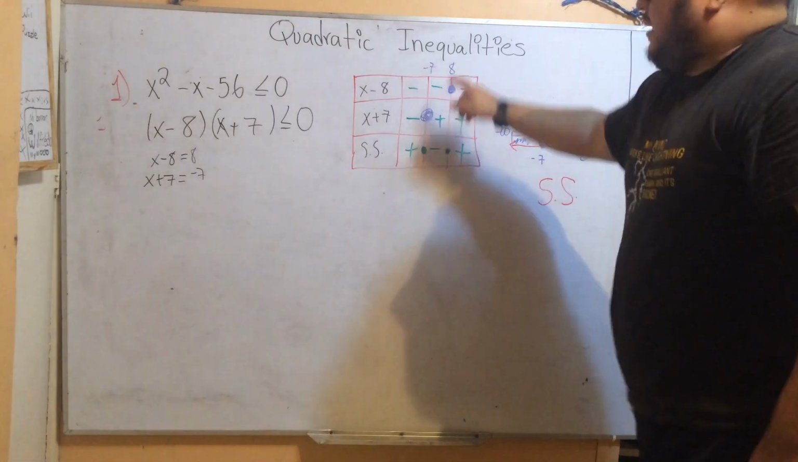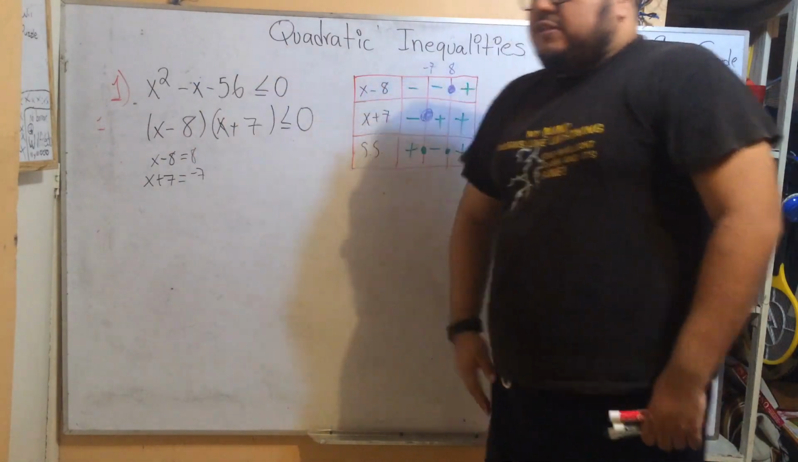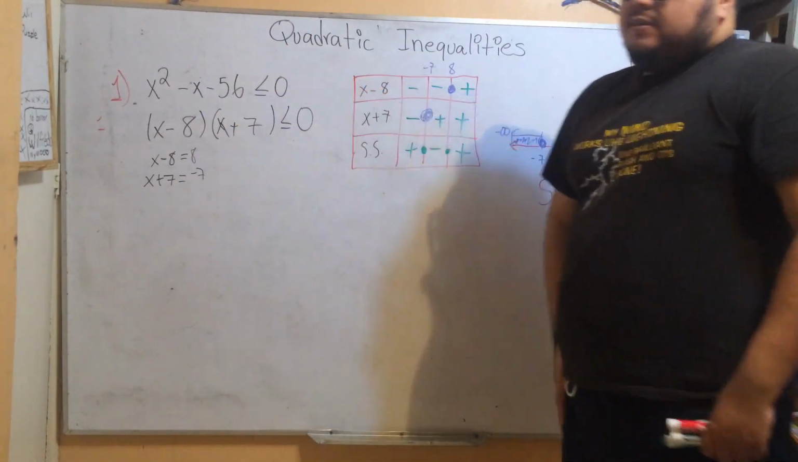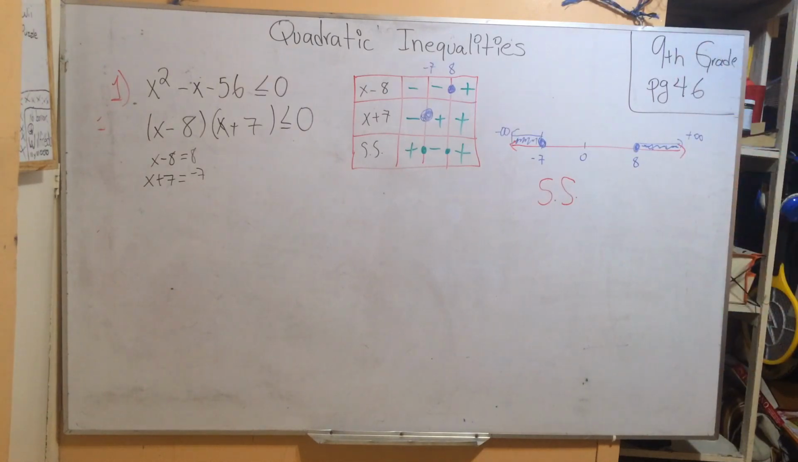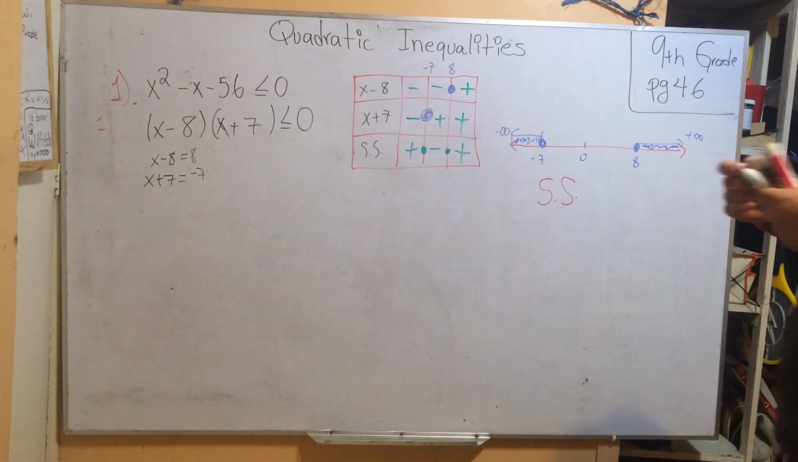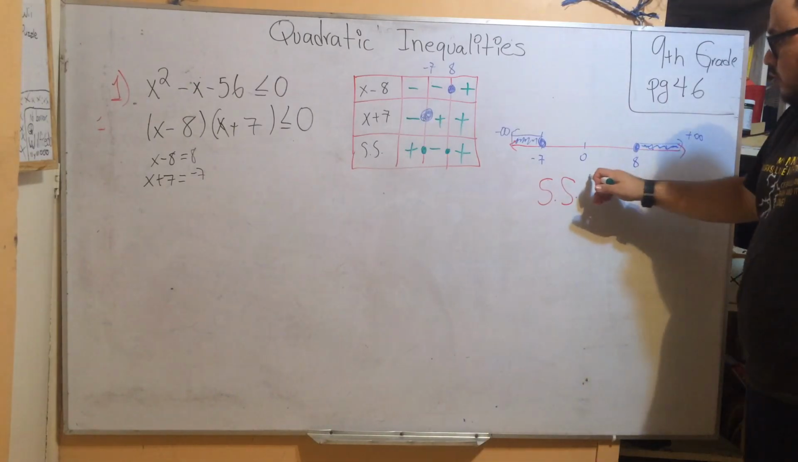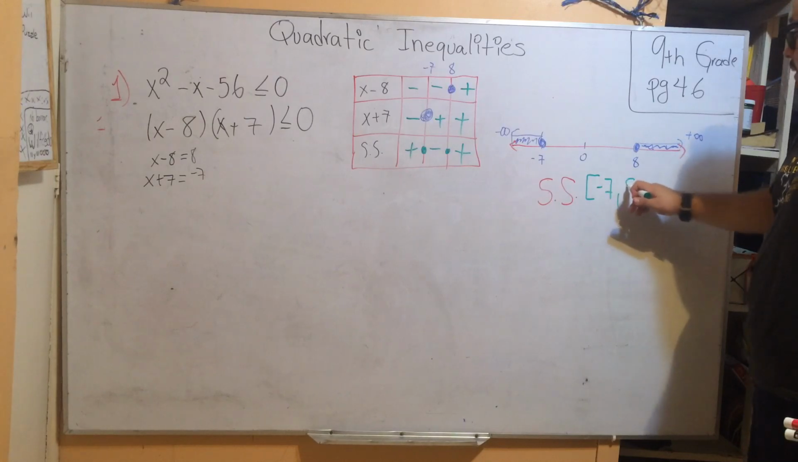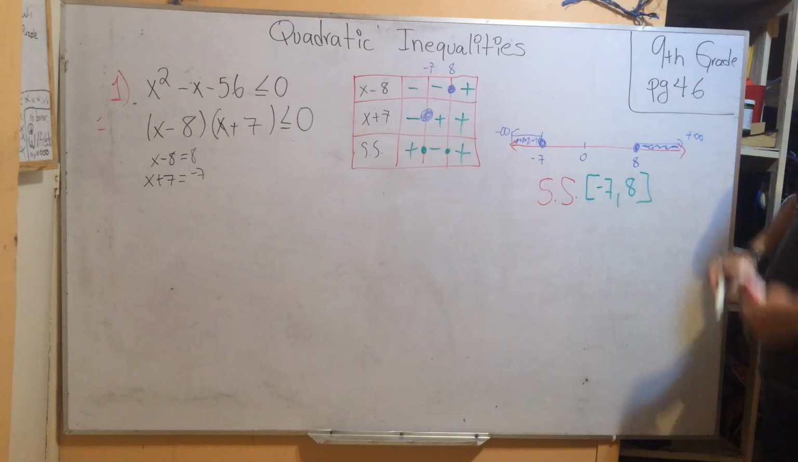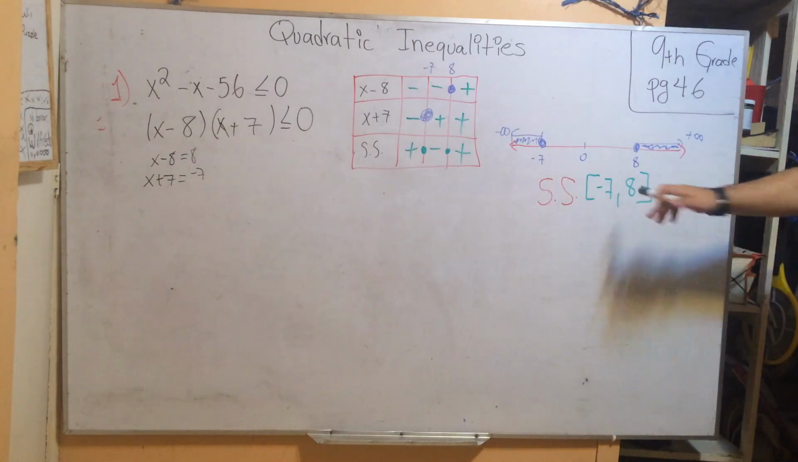Yes. Let's try 8. 8 squared, 64. Minus 8, that would be 56. And 56 minus 56, 0. Is 0 less or equal than 0? Yes. So when we write our solution set, we have that -7 up to 8 included is our solution set. So this is the answer.